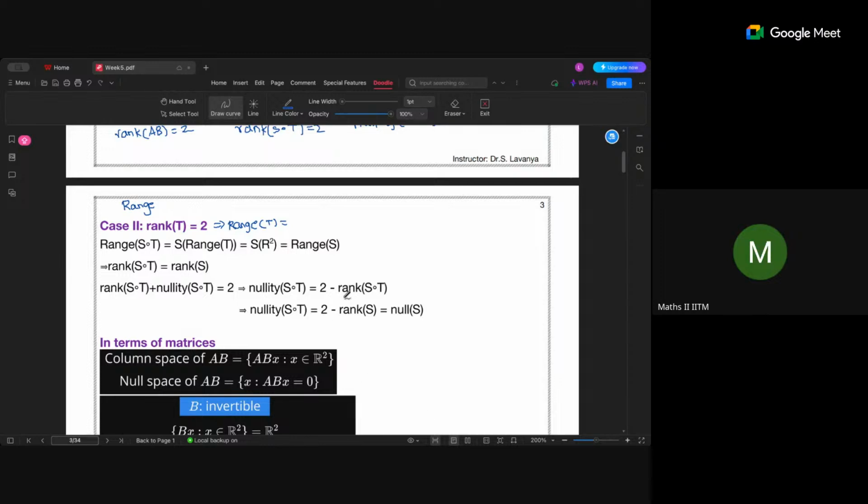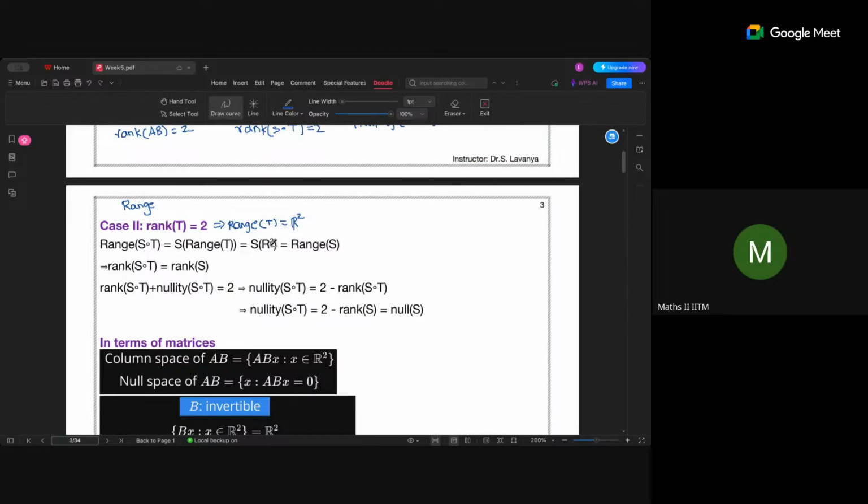So here it is entire R2. Right? So the subspaces of R2 are R2, lines passing through origin, and origin. Only these are the three possible subspaces. And the subspace with dimension 2 is R2 only. So the range of T should be R2 when rank of T equals 2. So range of T, I'm replacing it with R2.